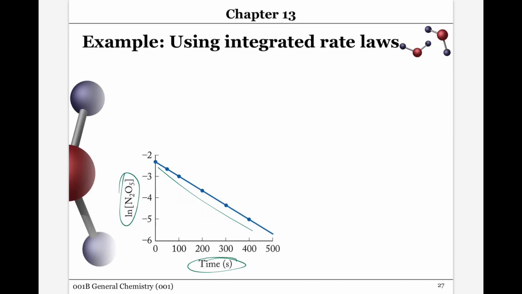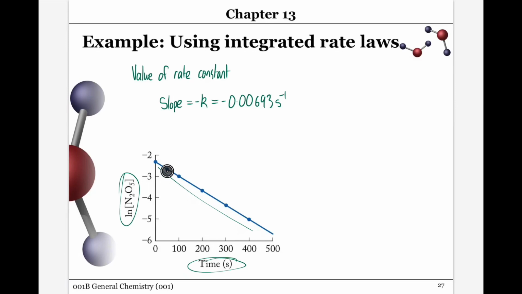The next step is to actually determine the value of our rate constant. The value of our rate constant is minus the value of this slope. So the slope of this line is minus k, and the slope of this line we find is minus 0.00693, and the units are just per second.